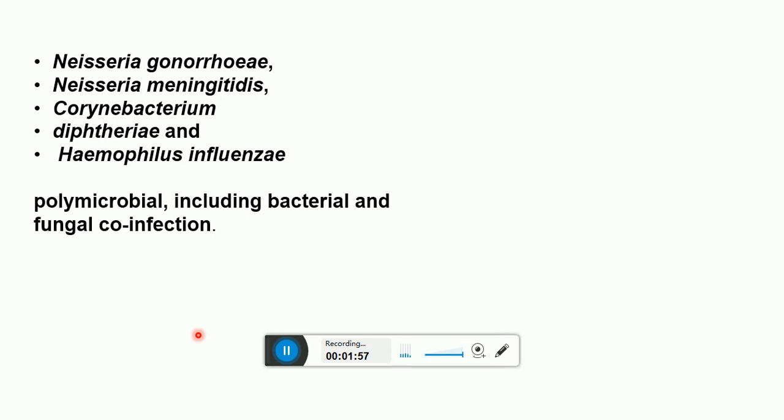However, some bacteria including Neisseria gonorrhoeae, Neisseria meningitidis, Corynebacterium diphtheriae and Haemophilus influenzae are able to penetrate a healthy corneal epithelium, usually in association with severe conjunctivitis. It is important to remember that infections may be polymicrobial, including bacterial and fungal co-infection.